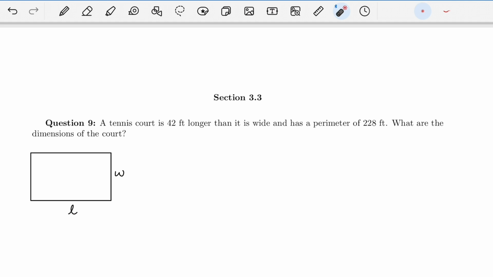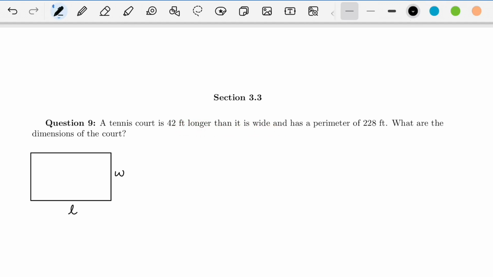Now, given our pieces of information, we are going to be able to construct a system of equations. The first is that we're told that a tennis court is going to be 42 feet longer than it is wide. So that means its length is going to be 42 feet longer than its width. So 42 plus W is going to be our length.